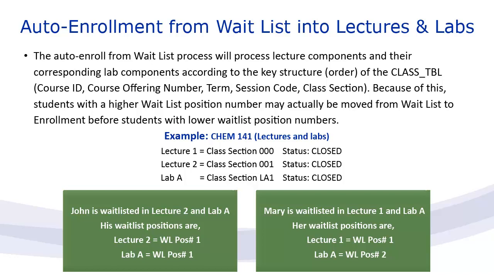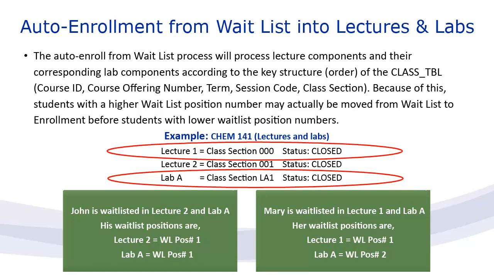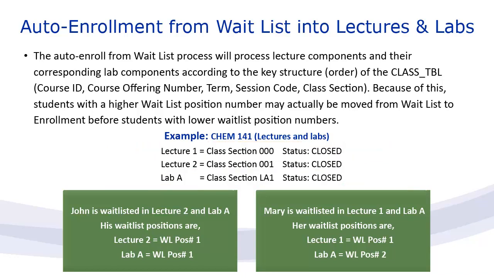For example, a class, Chem 141, has both lectures and labs. As you can see on the screen, there's a Lecture 1, a Lecture 2, and a Lab A, and all 3 are currently closed. Now John is waitlisted in Lecture 2 and Lab A. His waitlist positions in both of those are position number 1. Now Mary is waitlisted in Lecture 1 and Lab A. Her waitlist position for Lecture 1 is position number 1, but for Lab A, it's position number 2.